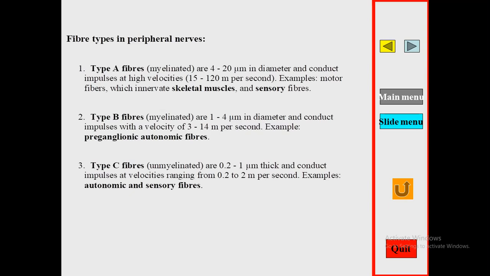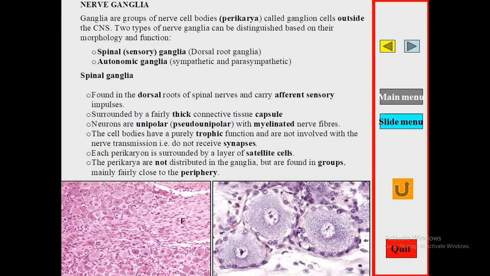Type B, less diameter, also they are myelinated. Those types are present within the preganglionic autonomic fibers, while the type C fibers, the final type, those are unmyelinated fibers with the least diameter and the least conduction speed. Those types of fibers are found within the autonomic and sensory fibers.